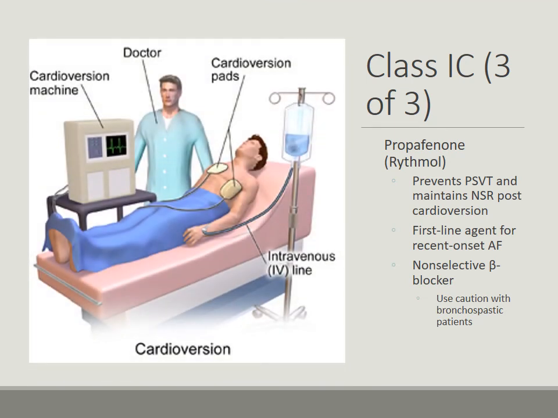Rhythmol. Rhythmol prevents PSVT and sustains normal sinus rhythm post-cardioversion. It's a first-line agent for recent onset atrial fibrillation and is a non-selective beta blocker. However, you need to use caution in patients with bronchospasm.